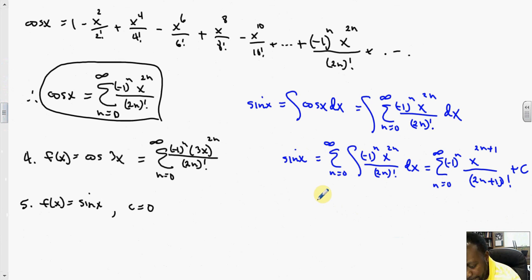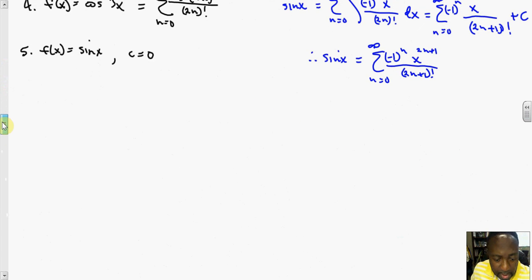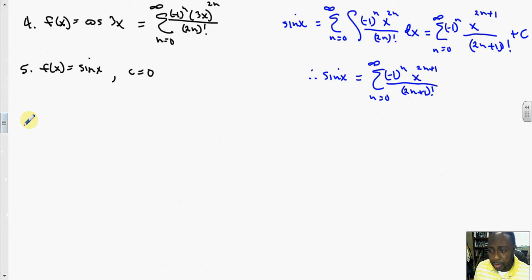So here, sine x is equal to the summation as n goes from 0 to infinity, negative 1 to the n times x to the 2n plus 1 divided by 2n plus 1 factorial. Now let's see if we can get that by just working this out the old-fashioned way.